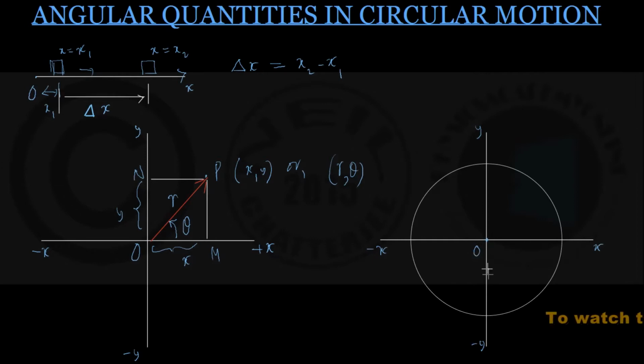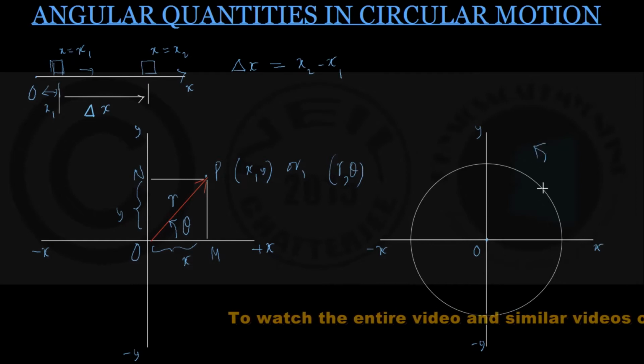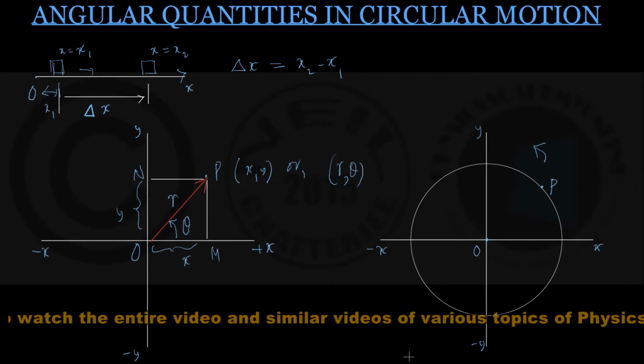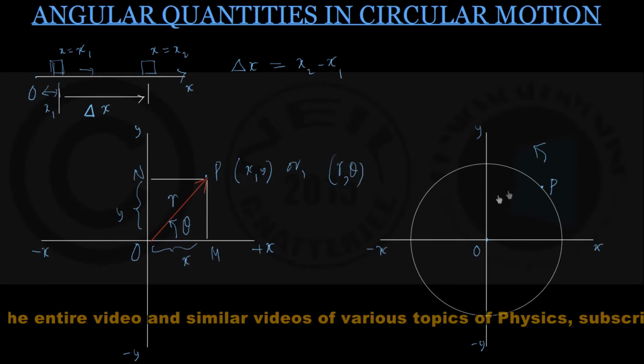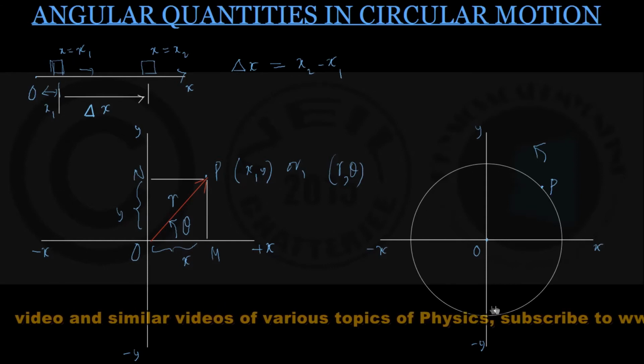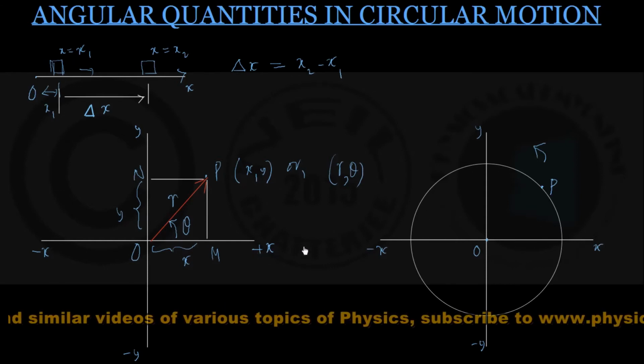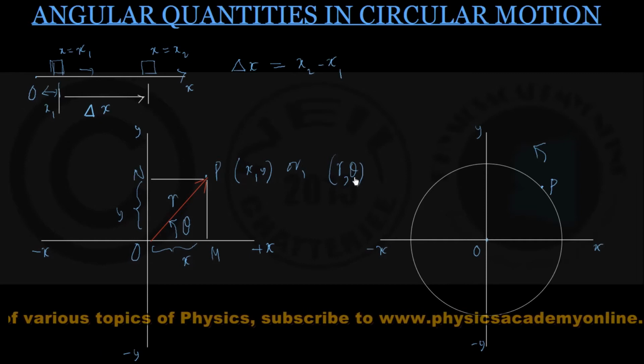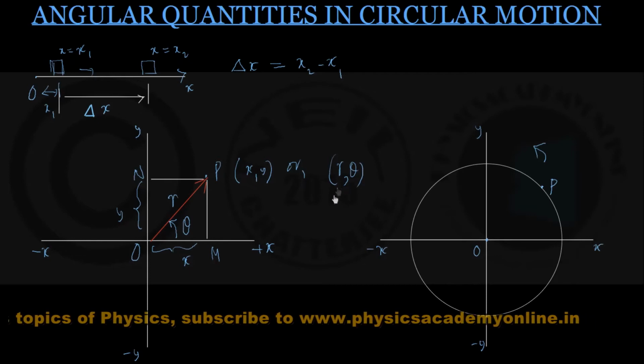I have taken the center of the circle coinciding with the origin, and suppose a particle is moving in the circular path like this. So this point, this particle P, is traveling in circular motion anti-clockwise, as you can see by this path. Here I have put those two figures side by side and investigate whether the Cartesian or the polar coordinates vary with time or not.